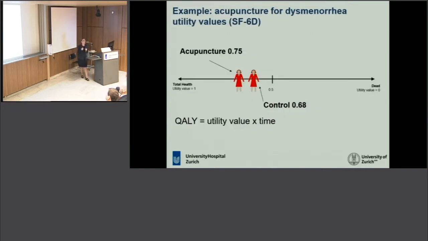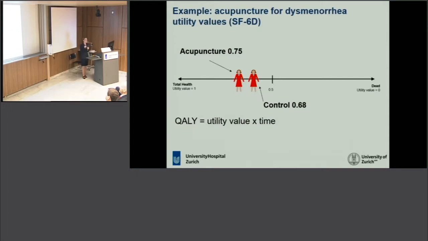But before we are able to do this, we have to calculate something from the outcome measure. And this we can do from quality of life questionnaires, like the SF36, for example. And we can just pull out some numbers from there, transfer them into utility values. A utility value is always between 0 here, dead, and 1, total health. So our groups were placed here, the control group, which just had usual care, on 0.68, and the acupuncture group on 0.75. So we have a small difference between the two groups.